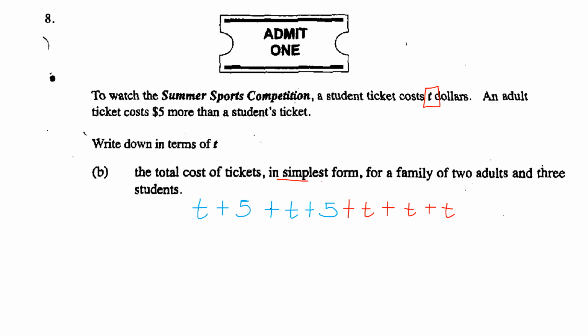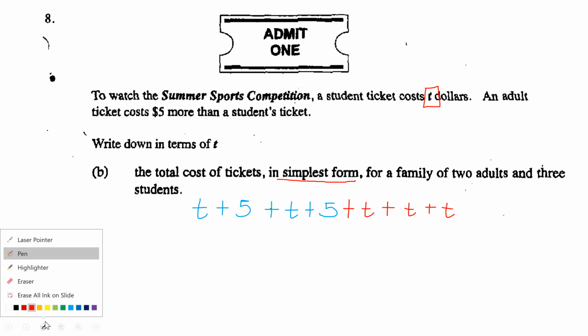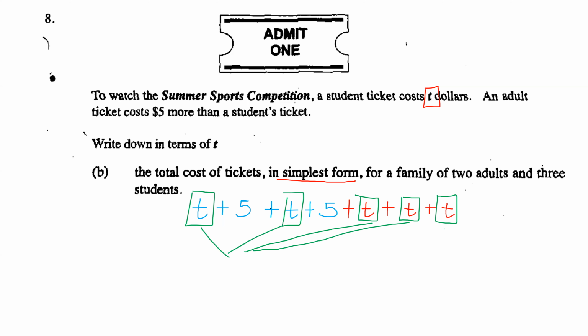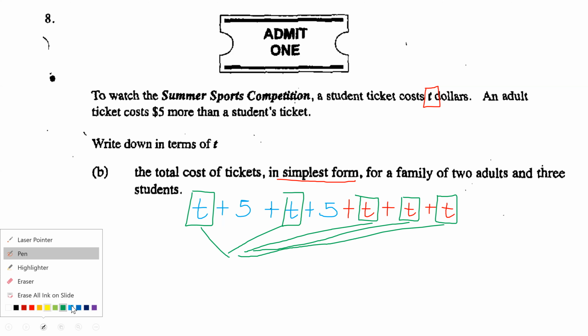Now, they want us to simplify everything. So that means that we're going to take all of our T's and bring them together. All of the T's that we have. Do not confuse the T's with the plus now. This T, the next T. All of the T's we're going to combine together. So let's bring them here. All of the T's come together. So far we have T plus T plus T plus T plus T.